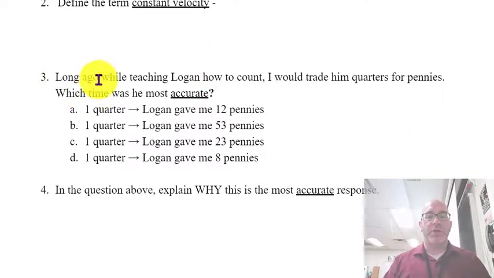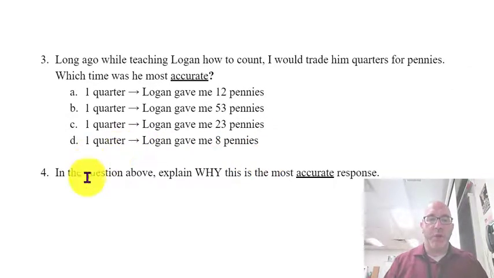Question 3. Long ago, while I was teaching Logan how to count, I would trade him quarters for his pennies. Which of the times was he most accurate? When I gave him 1 quarter and Logan gave me 12 pennies. When I gave him 1 quarter and Logan gave me 53 pennies. When I gave him 1 quarter and Logan gave me 23 pennies. Or when I gave him 1 quarter and Logan gave me 8 pennies.